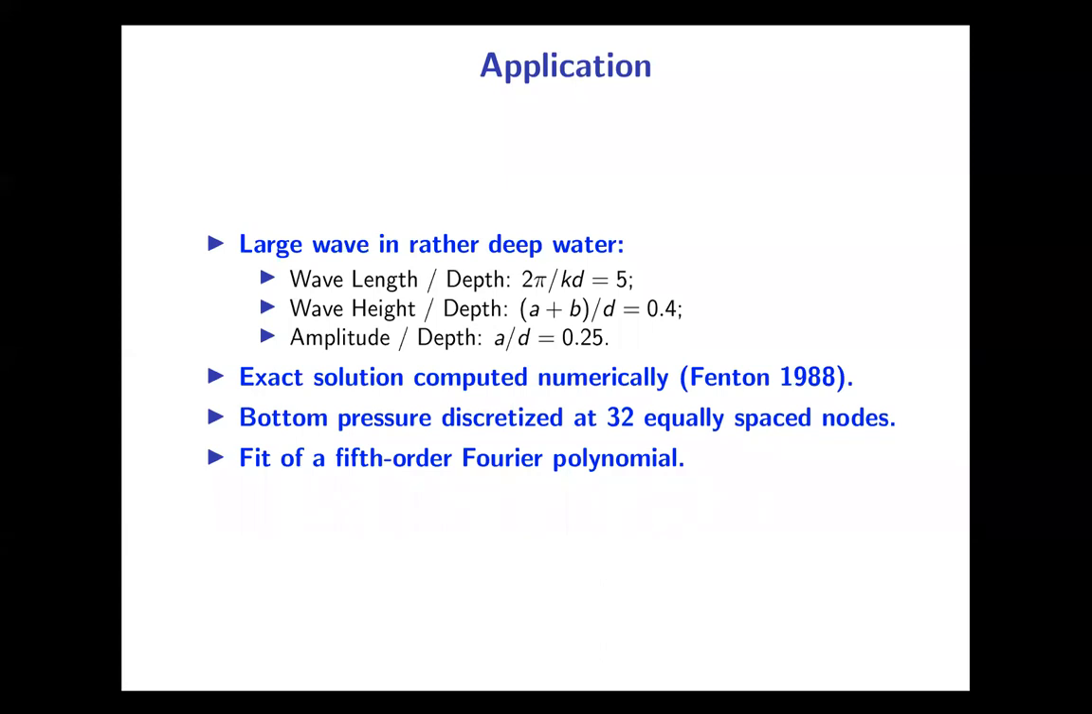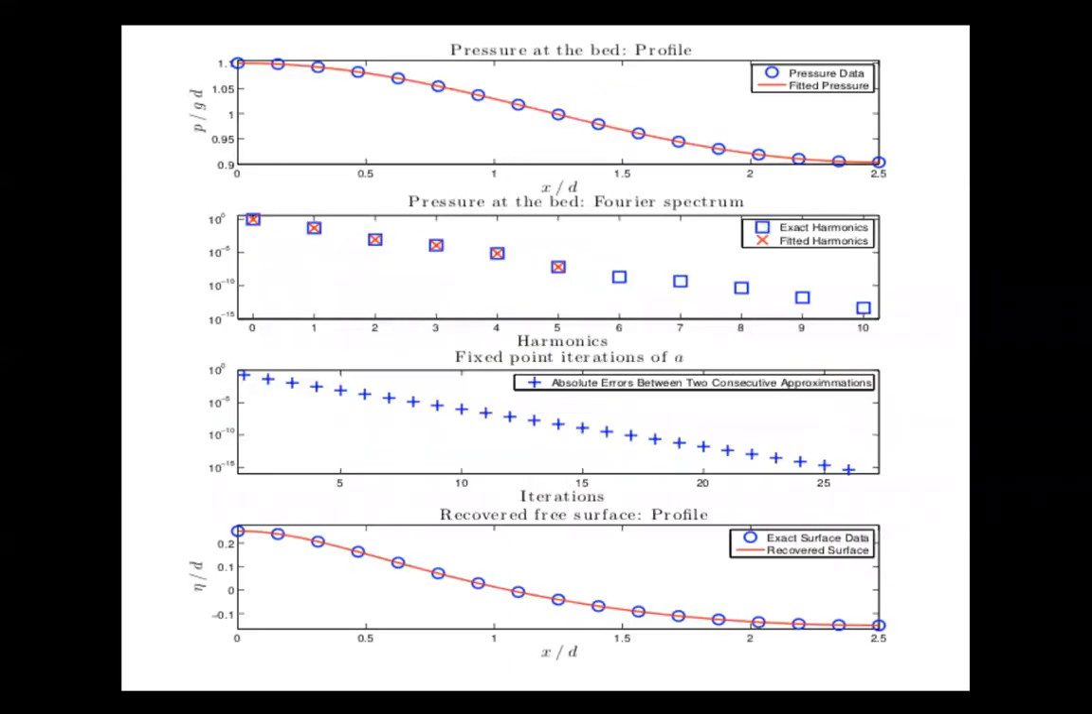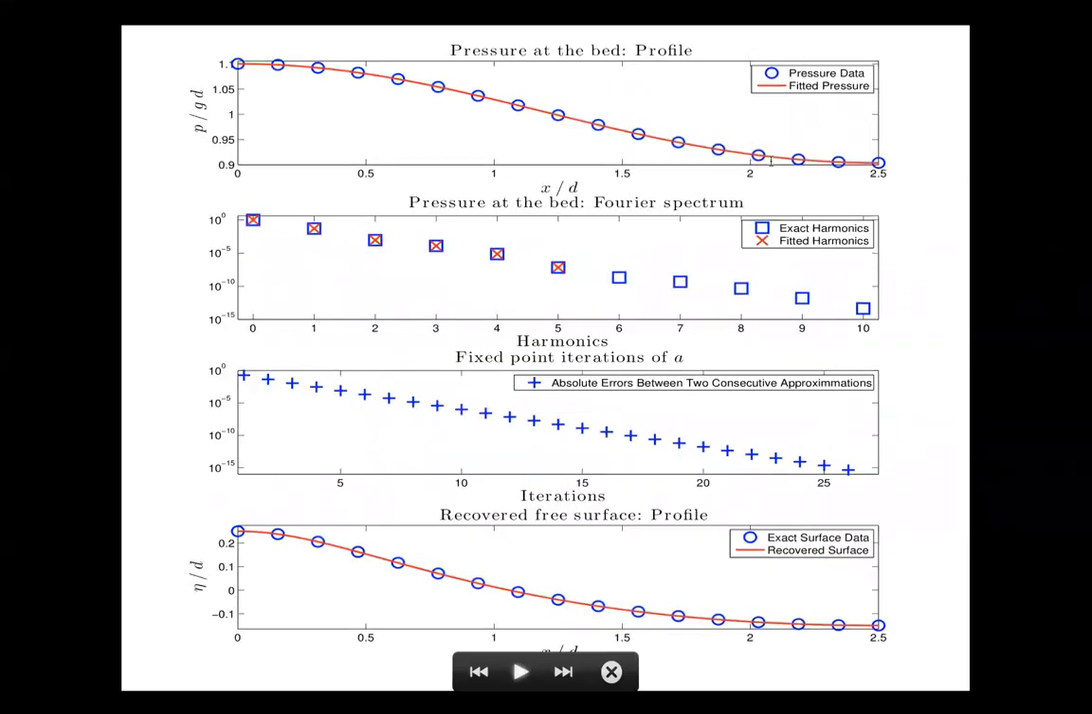And I decided to fit a fifth order Fourier polynomial to this data. So here the blue circles are the synthetic data, and the red curve is the fifth order Fourier polynomial that has been fitted by least square minimization to the data. So we see that it's a proper fitting. And that's the bottom pressure. And if you look in the Fourier space, I consider only the fifth Fourier modes here. And the blue squares, the exact ones, and the red crosses, the fitted ones, are quite well fitted.